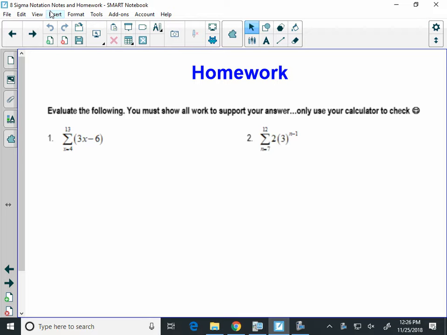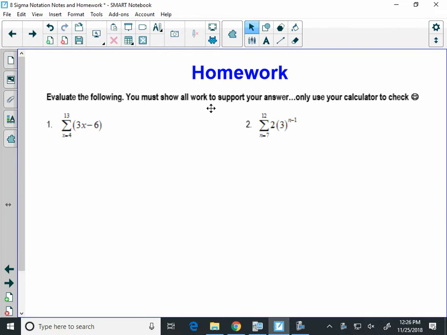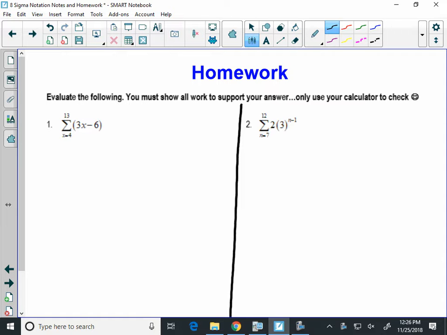First it says evaluate each of the following. You must show your work to support your answer. That means that you need to use the series formulas that are on your note sheets. Okay, so let's start with number 1.